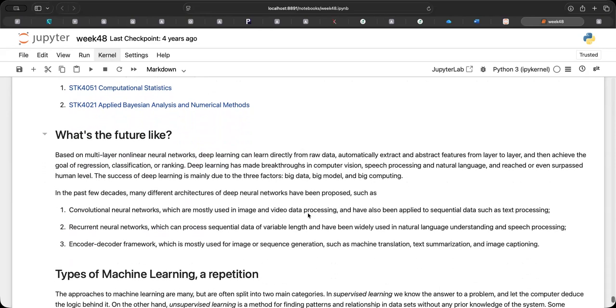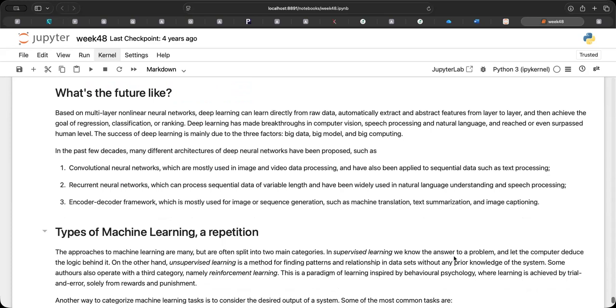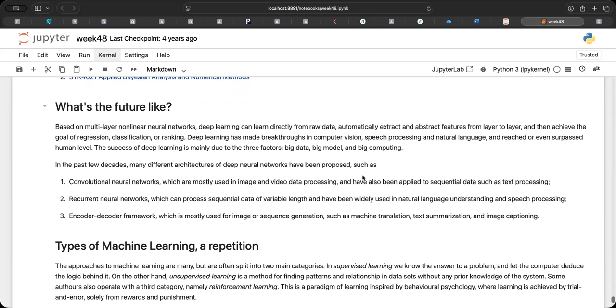And I would say, if you look at what has happened in the past few decades, you have convolutional neural networks, which play a very, very important role in image and video data processing, recurrent neural networks for sequential data, and also natural language processing and speech processing. And then you have the encoder-decoder framework, which is often used for image or sequence generation. So these are extremely popular models.